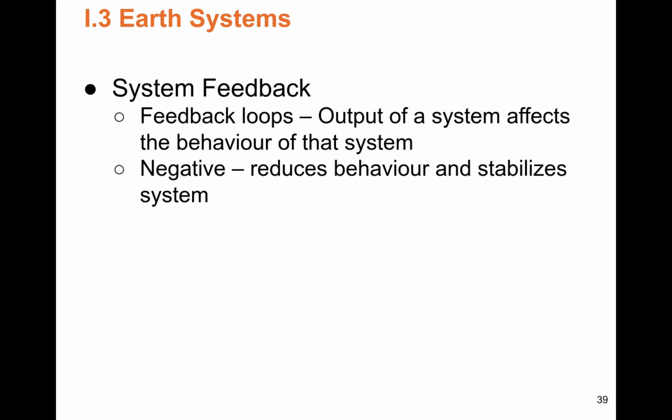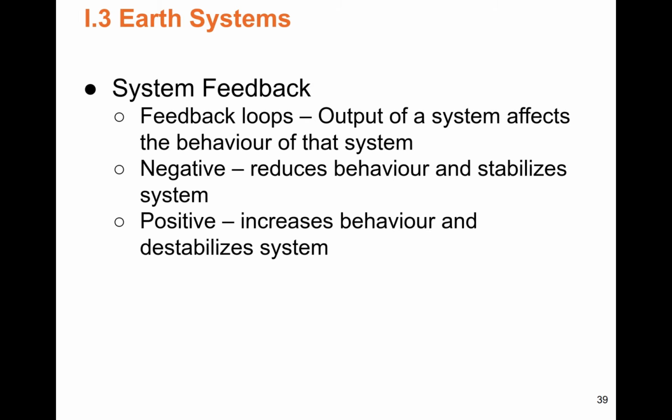So if the output of a system makes that system do less, that's negative feedback. Negative feedback reduces the behavior of the system. Negative feedback stabilizes systems. The way we are most used to talking about feedback, you can have positive feedback or negative feedback, and positive feedback is good and negative feedback is bad. That's not the way feedback works in nature. The idea of it being good or bad is just a human idea. So negative feedback tends to stabilize the system. Positive feedback increases the behavior of the system and destabilizes the system.